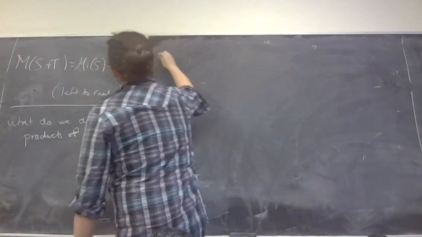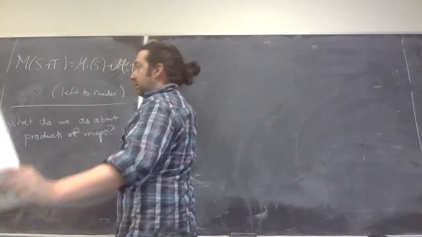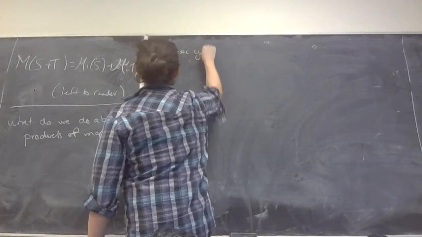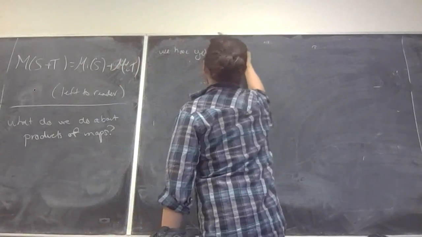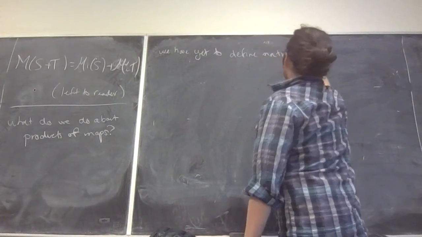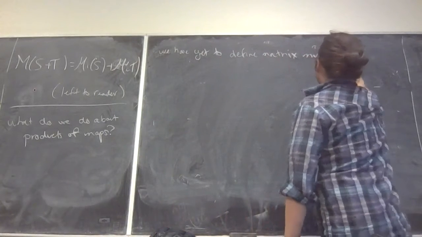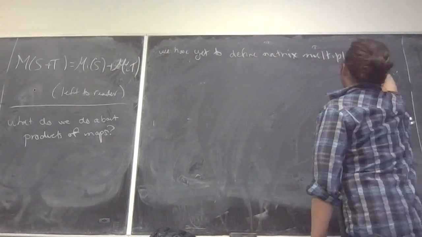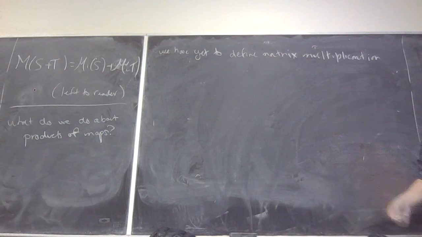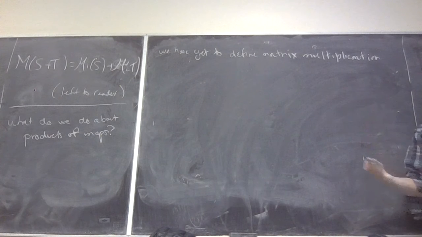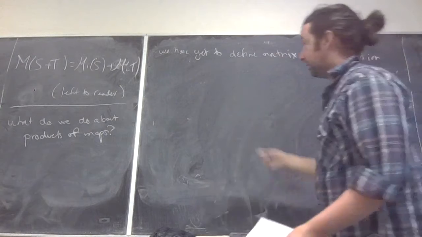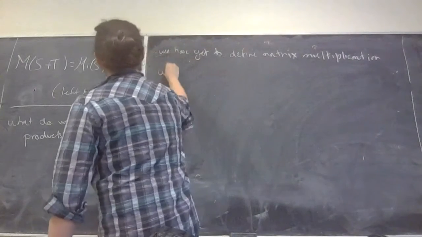So I guess from here, we have yet to define matrix multiplication. I told you guys last time that there's a lot of different ways to think about multiplying matrices together. In fact, there's one I didn't show you where you just stuff one matrix inside of the other one. That's called the Kronecker product. There's all kinds of ways to multiply matrices.